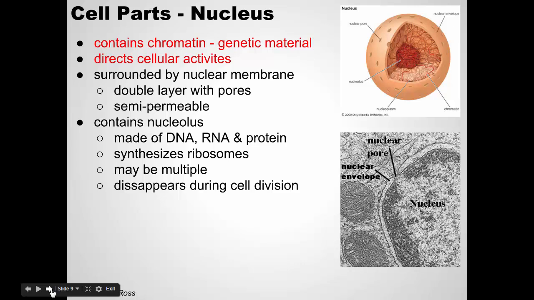Also inside of the nucleus is the nucleolus. The nucleolus is made of a combination of DNA and RNA and proteins, and its job is to synthesize the ribosomes. And ribosomes are important in the making of protein. Some cells have multiple nucleoli, and generally when the cell is about to divide, the nucleolus disappears and then reappears after cell division is over.